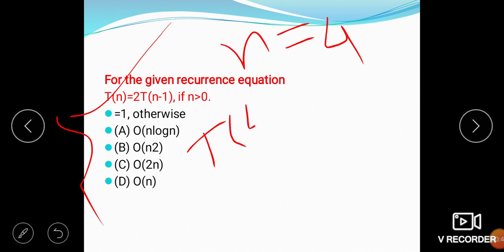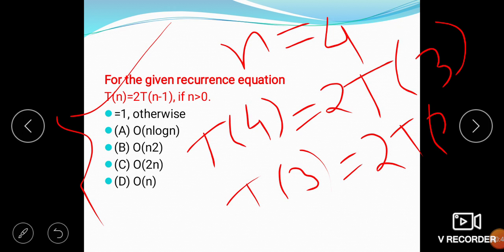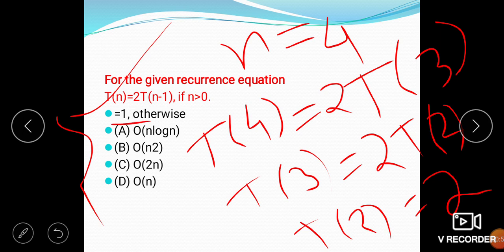So what you get: T(n-1) means T(3). Now here you get T(3), that means T(2). Now find T(2). When you find T(2), that means T(1). Here you can see that T(1) is given as 1. So 2 into 1, that means 2. Put this value into T(2), then you get 2 into 2, that is 4. Now put this value 4 into T(3), then you get 8.